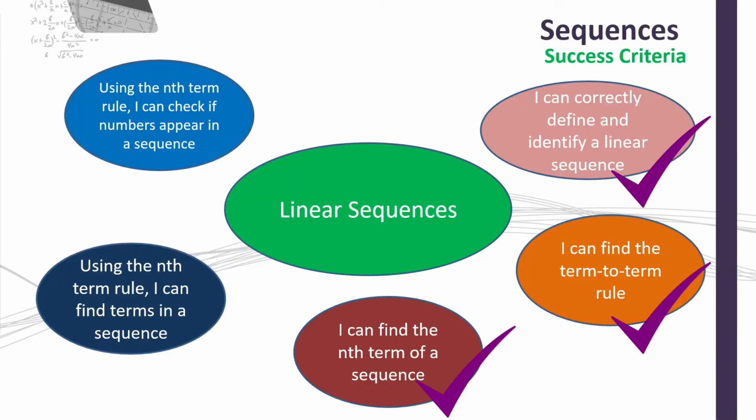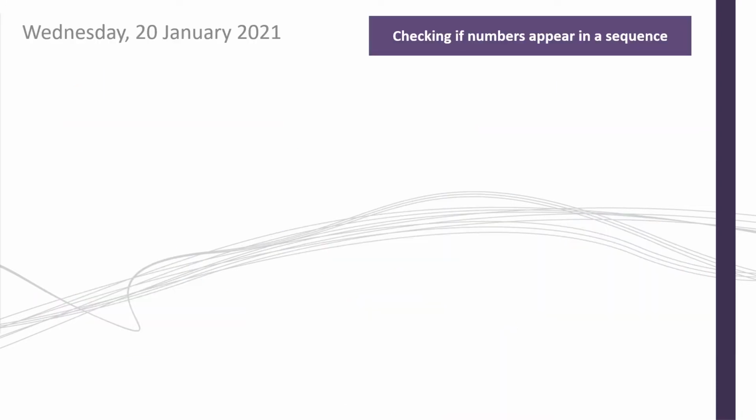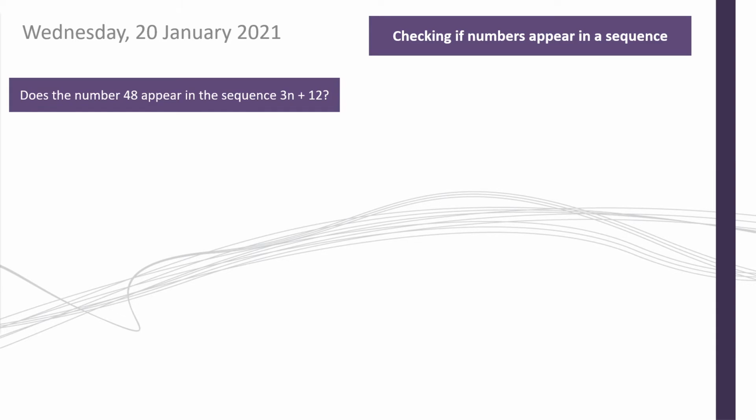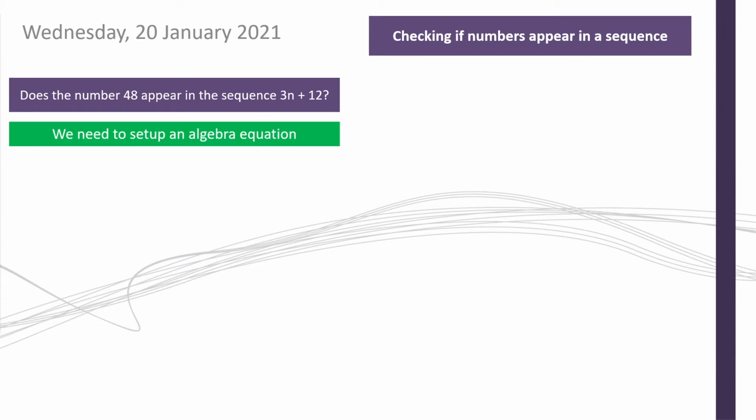Now that we know how to find specific terms in a linear sequence using the nth term rule, let's see how do we check if a specific number appears in a given linear sequence at all. Consider this example. Does the number 48 appear in the sequence given by the nth term rule 3n plus 12? To find out, we have to set up an algebra equation.